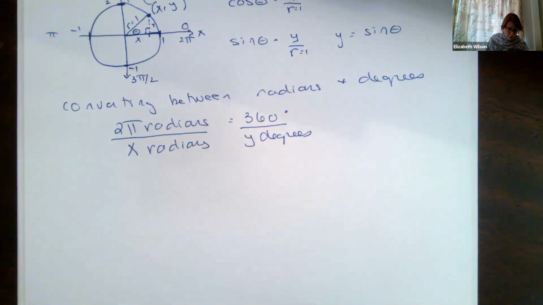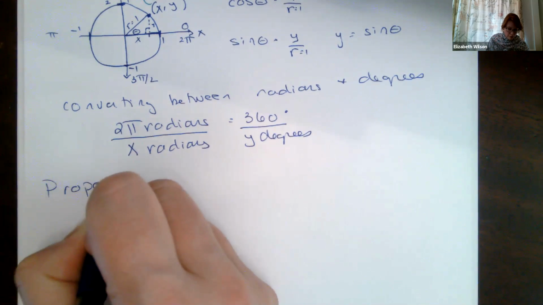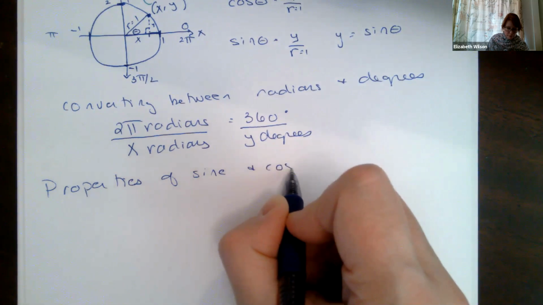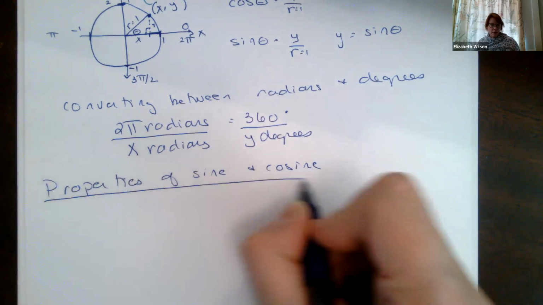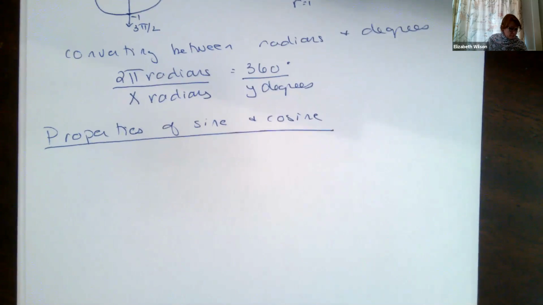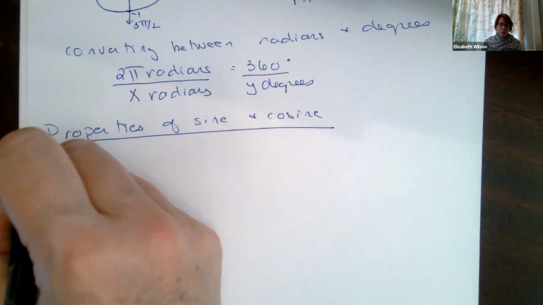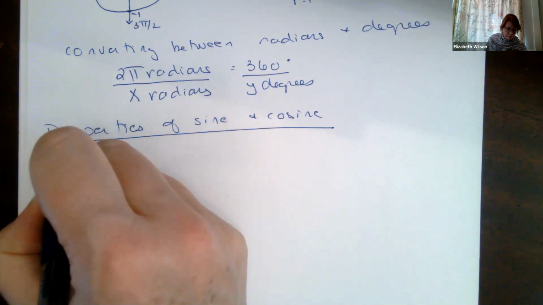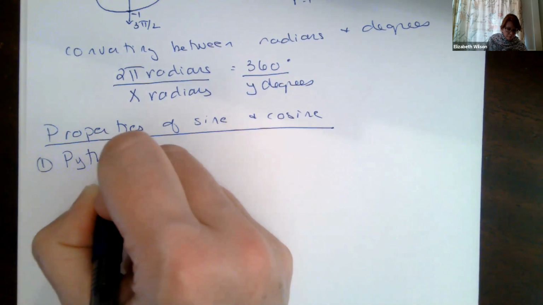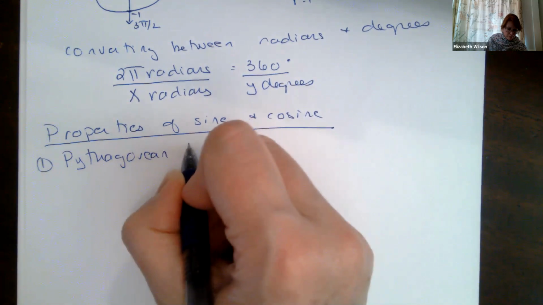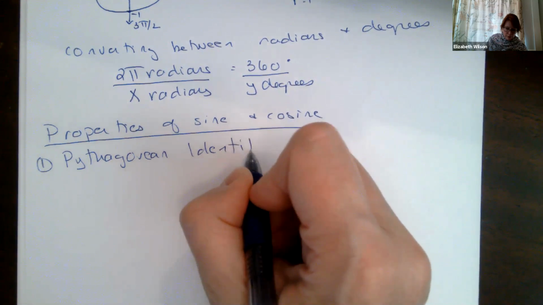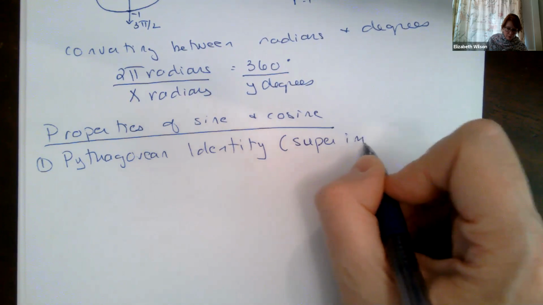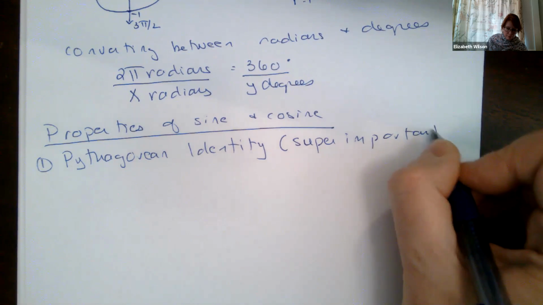All right, so let's talk about some properties. This should also be a review. Properties of sine and cosine. Our most basic fundamental trig identity is the Pythagorean identity. Super important and fundamental.